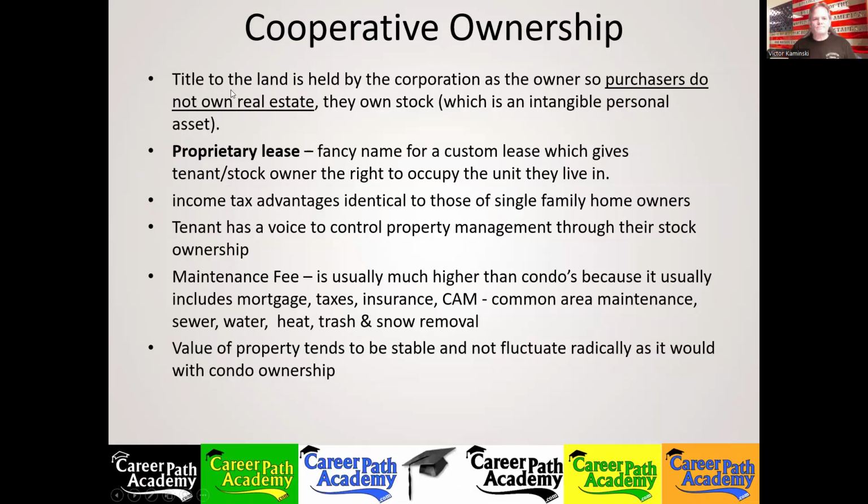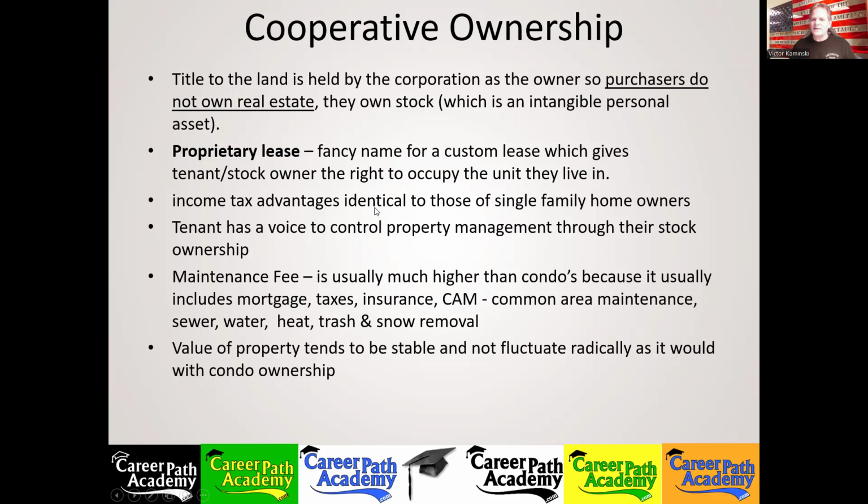All right, so title to the land with co-ops is held by the corporation. The corporation owns the real estate, right? Purchasers do not own real estate. You own stock, which is an intangible personal asset. You get a proprietary lease. That's a fancy name for a custom lease, which gives the tenant stockholder the right to occupy the unit that they're living in.